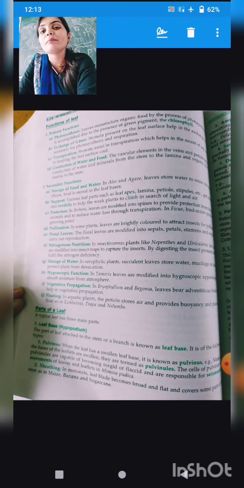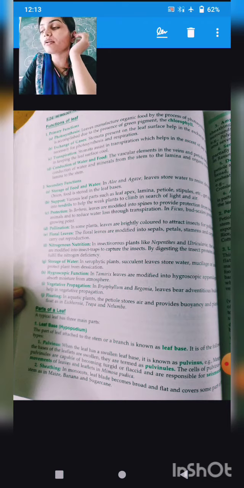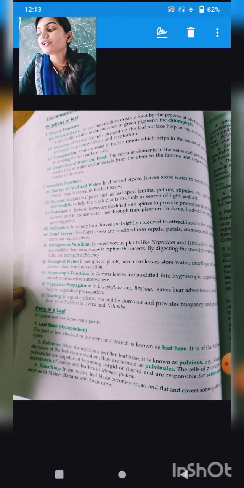These are the primary functions of leaf. Now, secondary functions: storage of food, support, protection, pollination, floral leaves, nitrogenous nutrition, storage of water, vegetative propagation, floating. These are the secondary functions of leaves. So basically we will consider the primary function more, because these are those functions which are performed only by the leaves.